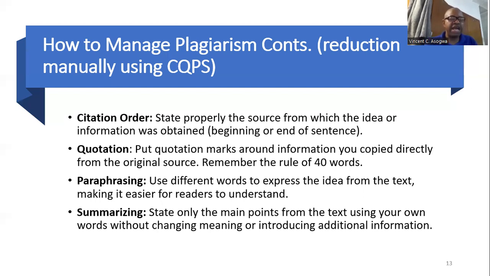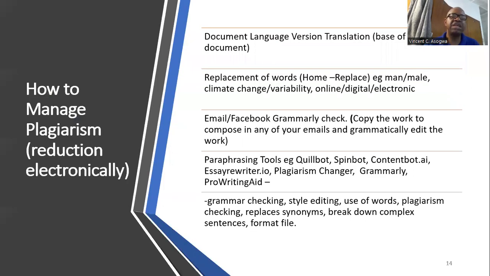Then the last word, S, is summarizing. This is the best way you can manually reduce plagiarism. State only the main points from the text using your own words without changing the meaning or introducing additional information. Summarize that work using your own idea. That's the best way to reduce plagiarism. So don't forget CQPS as a way of reducing plagiarism manually.